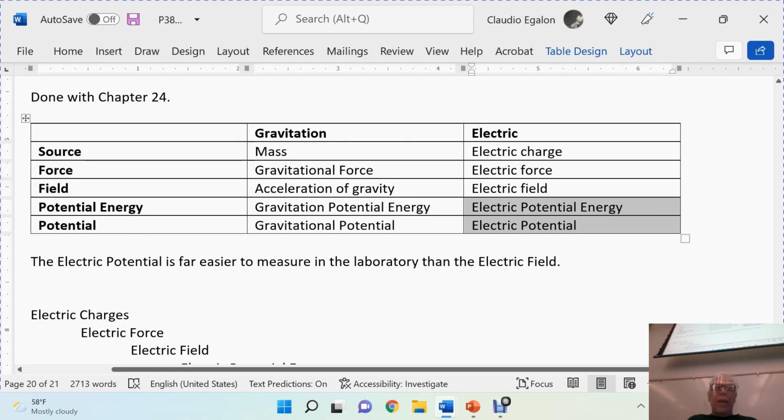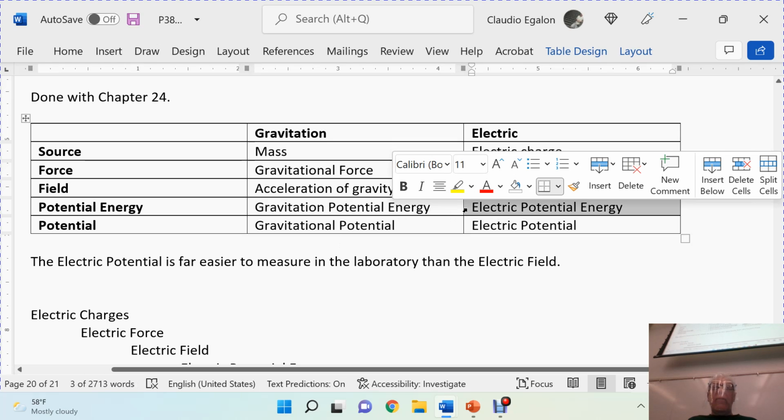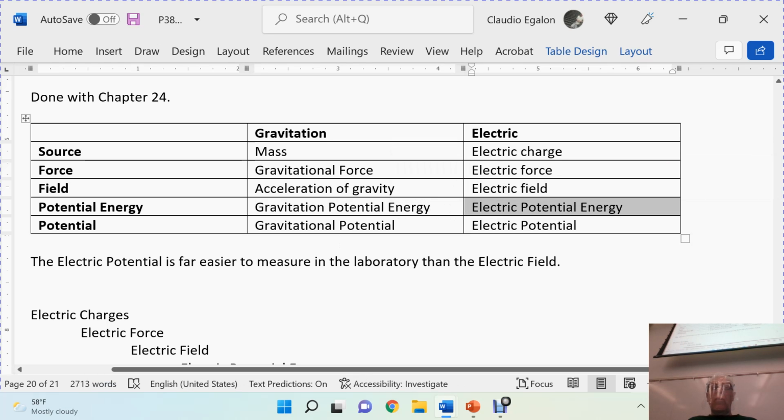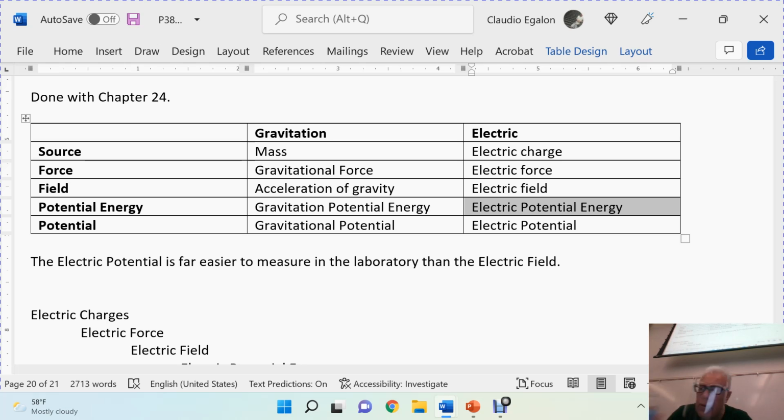Okay, at this point you should know how to calculate the gravitational potential energy. If you know how to calculate the gravitational potential energy, it's going to be very easy for you to understand how to calculate the electric potential energy. Okay? So here you go. Let me give you an example again. When I raise this bottle against the gravitational field, what am I doing? I am pumping gravitational potential energy into this guy.